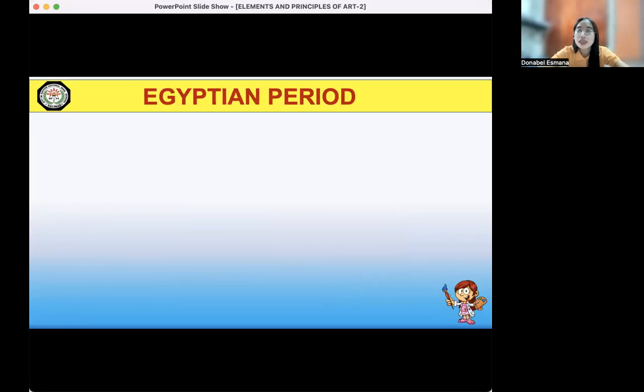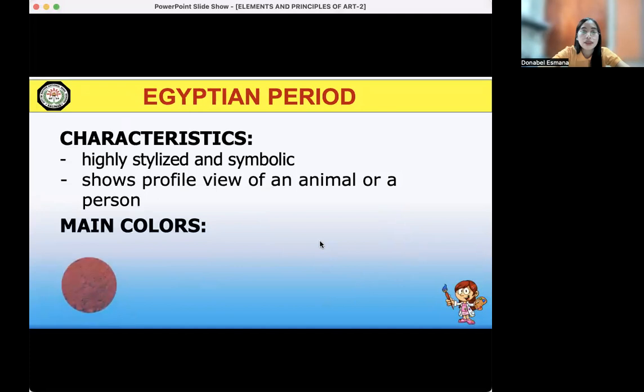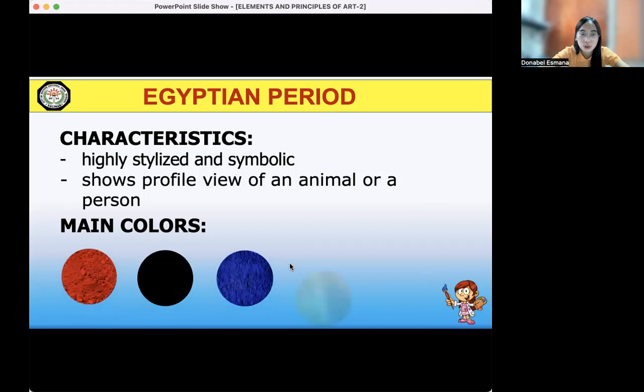Okay, now let's proceed to the Egyptian period. So these are the characteristics of the Egyptian period or the Egyptian arts. Their paintings are highly stylized, symbolic, and show profile view of an animal or a person. So dito sa Egyptian period, puro animals din po ang subject ng kanilang paintings and meron ng mga humans, no? The main colors used are red, black, blue, gold, and green. Again, these are the main colors used in their paintings.